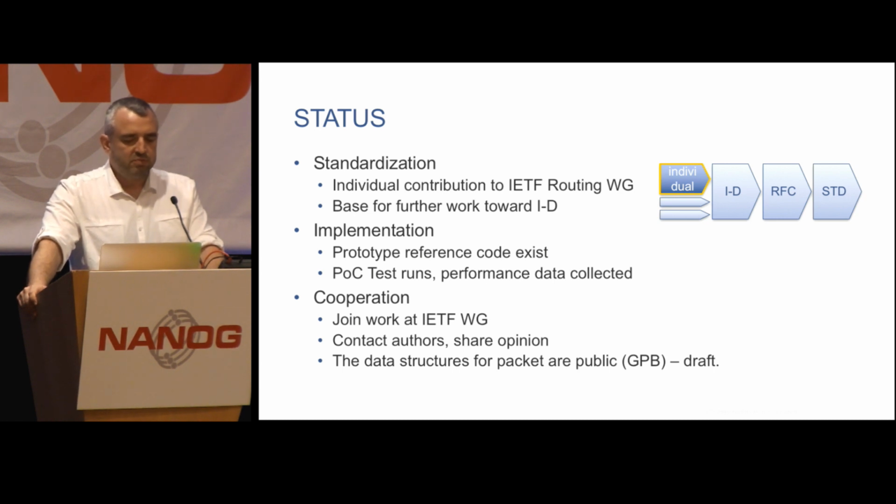From the implementation perspective, the prototype code exists. So we ran some proof of concept validation. We collected the performance data. In general, we can say that RIFT converges in half the time of ISIS. That's general guidance, and it requires half of the resources on the spine node.